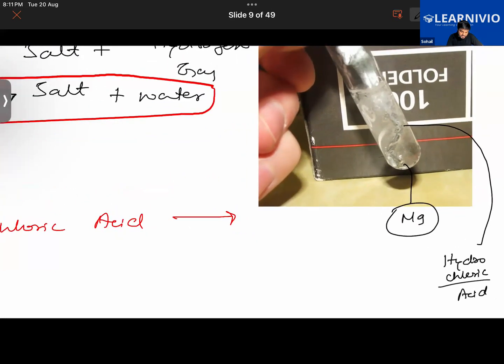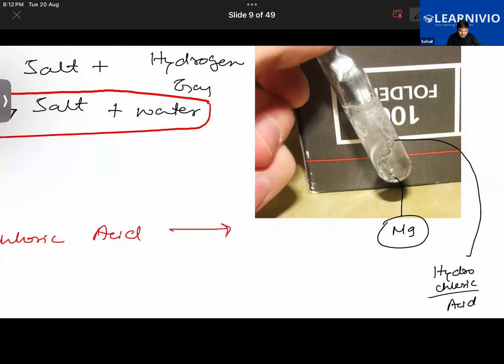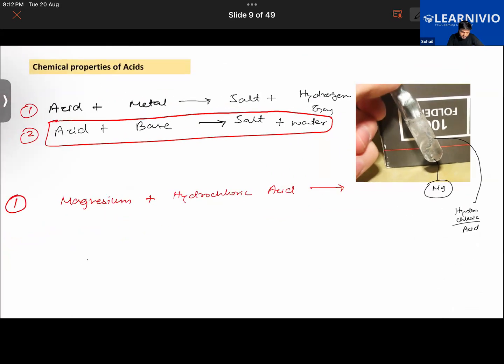Upon dissolving this magnesium in acid, can you observe some bubbles in this? Yes. Do you notice bubbles? So you know what those bubbles are? Those bubbles are of hydrogen gas. Remember what I said, that acids upon reacting with metal give salt and hydrogen gas. So those bubbles formed here are hydrogen gas. Getting it now?